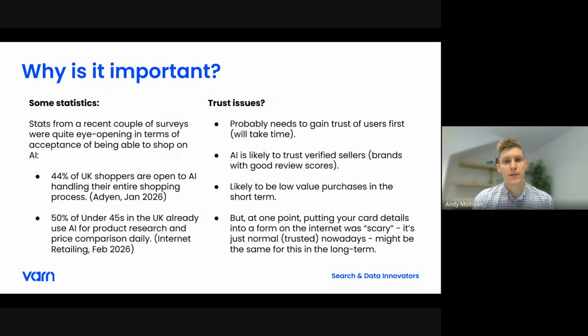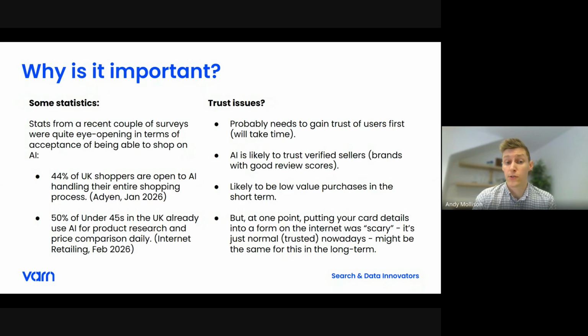So the appetite for it is there, but I think building the trust is probably first of all. So I've put that in the second on the right-hand side here. It's probably going to take time for people to go, oh, okay, it does work, and it did deliver me the things as expected. Once people go through that a few times, I think the bottom bullet points. At one point, putting your credit card details in online was scary, and now it's just normal, something you do all the time. You don't think about it. So it might be the same in the long term, once it's proven technology, that people adopt it more often.